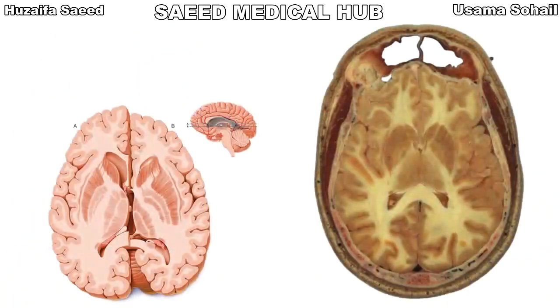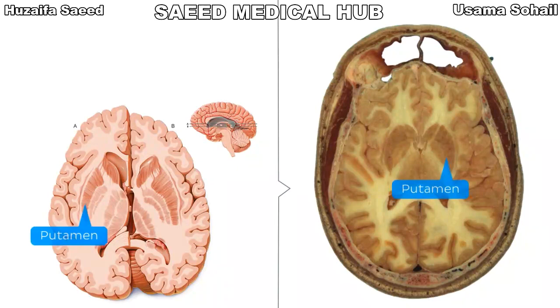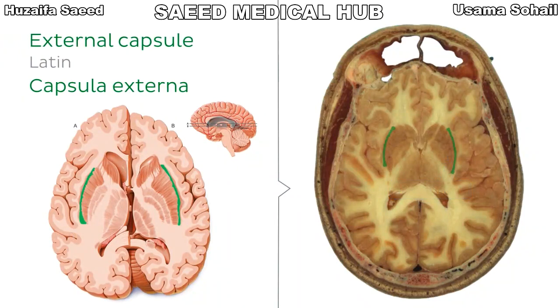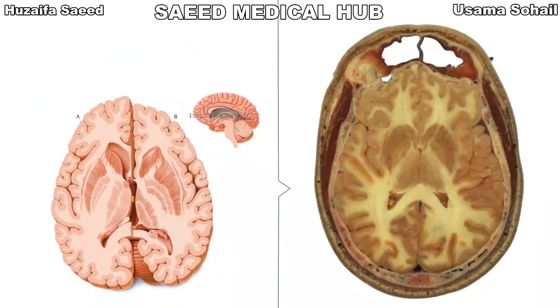Lateral to the putamen, we have another white matter structure which is known as the external capsule. This structure is similar to the internal capsule, however it is more involved in carrying signals between different regions of the cerebral cortex itself.